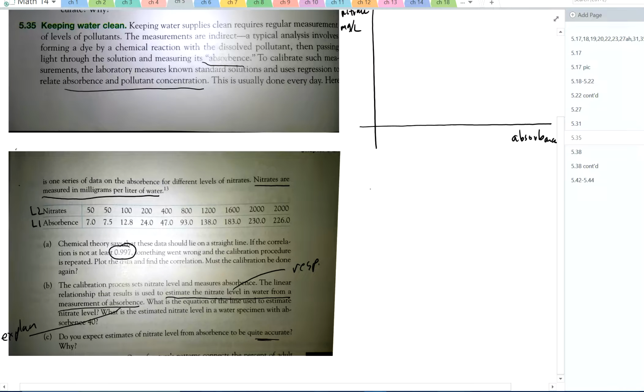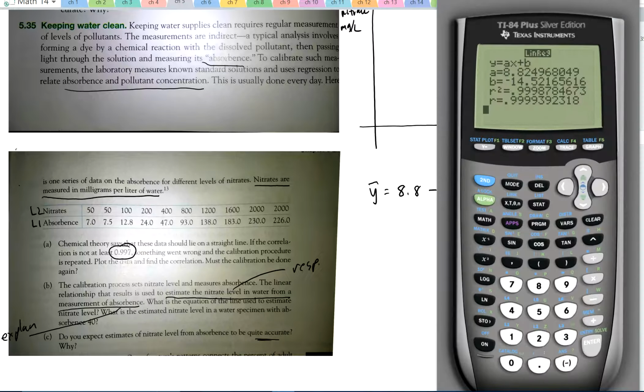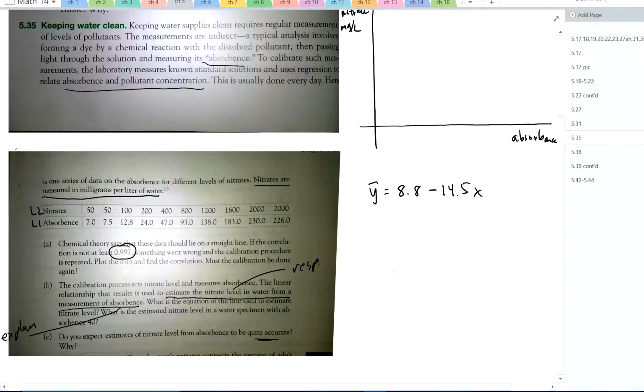It says plot the data, find the correlation. Must the calibration be done again? The answer is no. So we've got 8.8 minus 14.5. Just double check that. 8.8. Oh, X is the way I did it. Minus 14.5. Okay, so we've got that.